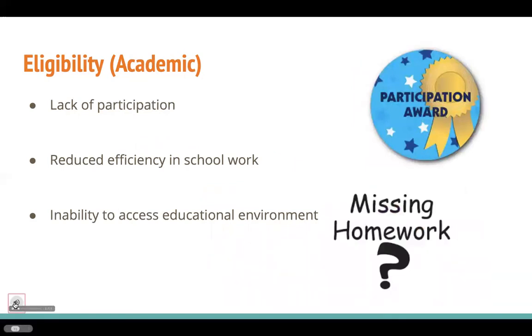Moving on to the academic criteria for eligibility. This would be assessed by a physical or occupational therapist to see if a student would need certain accommodations in a classroom in order to help them better succeed in their learning.